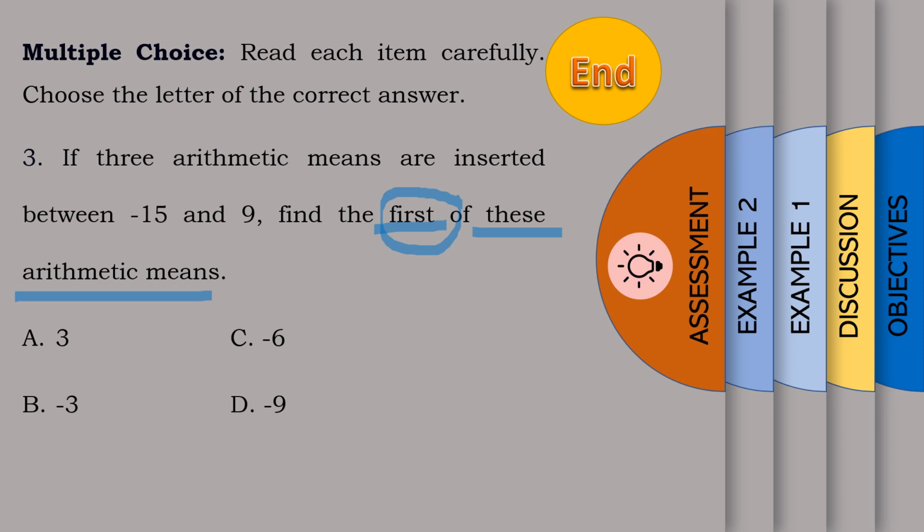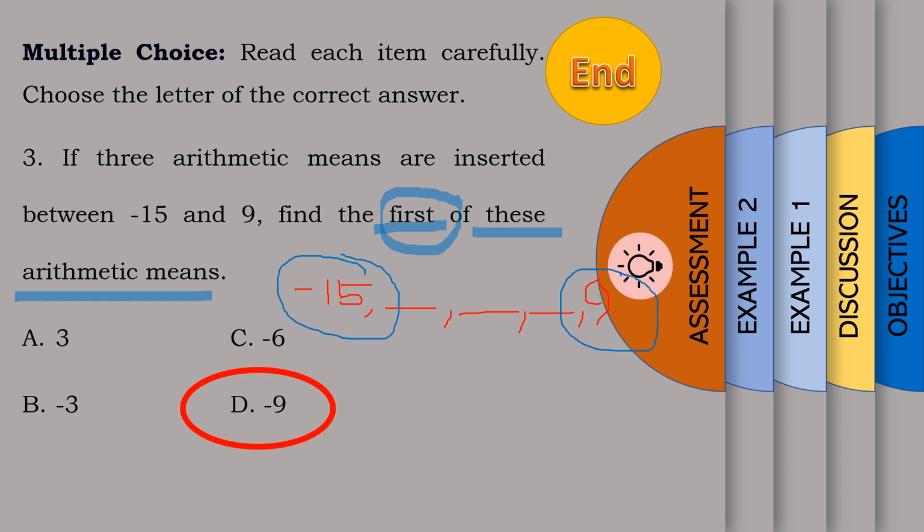The correct answer is negative 9. Negative 9 yung ating first of these arithmetic means, kasi tatlo yung nawawala. So again, kapag sinulat natin siya, that is negative 15, and then meron kang 3 missing terms bago yung 9. Okay, ito yung magiging itsura niya. Ito yung ating first term, negative 15, tapos yung last term natin is 9. So, may nawawalang tatlo dito sa pagitan nilang dalawa. So, that is our arithmetic means.